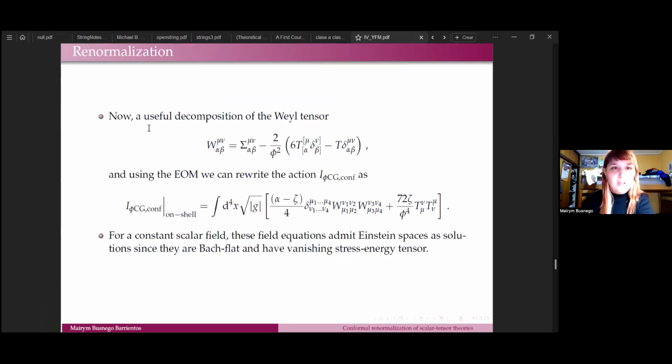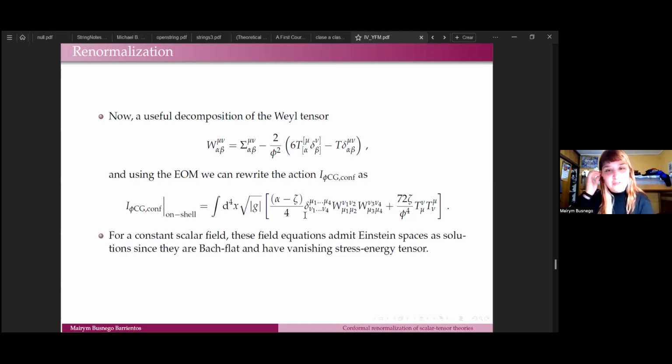And now we can use a useful decomposition of the Weyl tensor in order to, again, write the action in a more familiar way. This on shell will be this action, where again we have the Weyl square and some contributions now proportional to the T mu nu. If it's the case where T mu nu is equal to 0, we again have Weyl square, and again, we know that Weyl square is finite for asymptotically locally AdS space. So we will have that the quantity is finite.